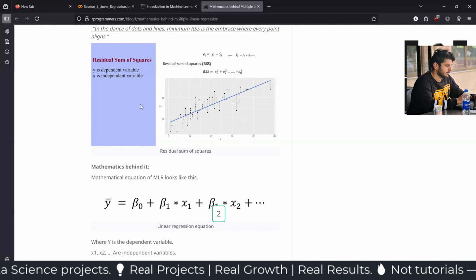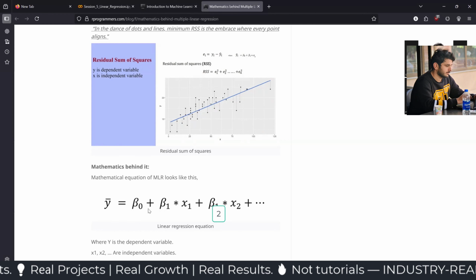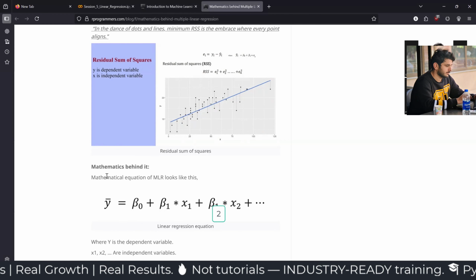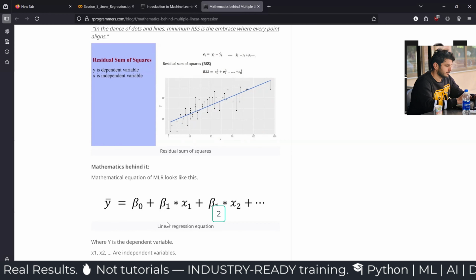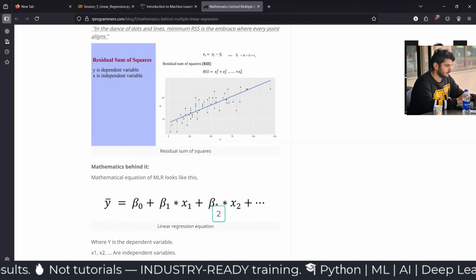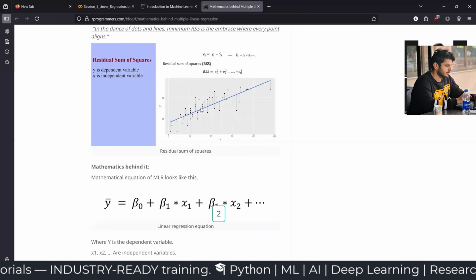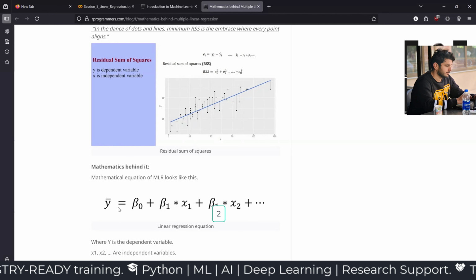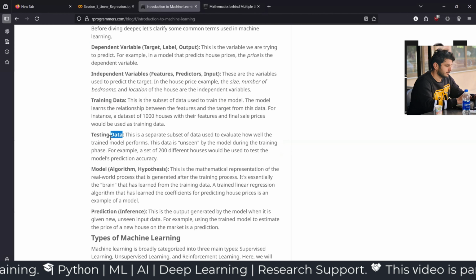Whenever we're talking about training some model, it means we are trying to find the optimum beta naught, beta 1, beta 2, and all these. By saying optimum, it means that with this set of values, our line should be close to all the points in the case of linear regression. But for different machine learning models, we will have different constants like these, and we will model different equations. Now, what is the training data and what is the testing data?